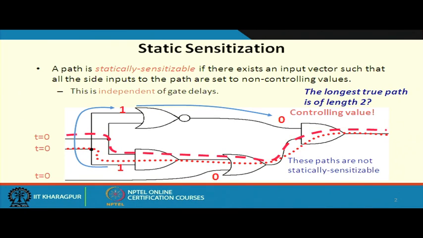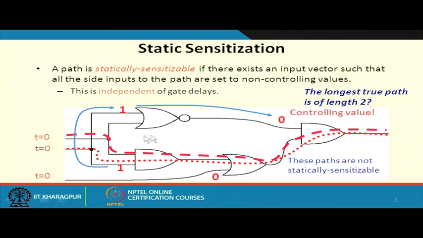So, here we talk about something called static sensitization. We shall be explaining this concept with the help of an example. What I say is that, given a circuit, some path is said to be statically sensitizable if there is an input vector such that, from the input to the output, any changes can be propagated, meaning all the other inputs to the gates that lie along the way are set to non-controlling values, and this static sensitization will be independent of gate delays.